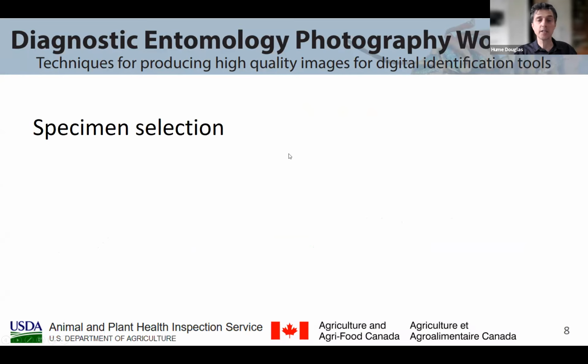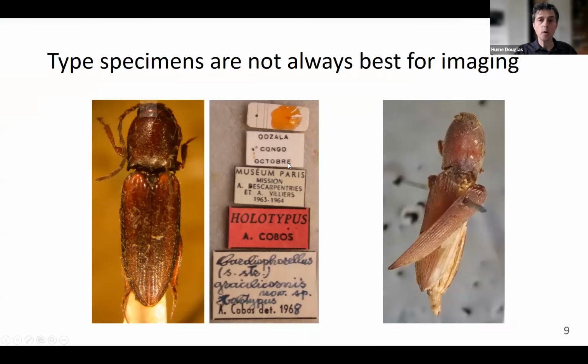Now I'd like to talk about selecting specimens for imaging work. Here we have some type specimens, and these are the only specimens for which we can have 100% confidence in their identification, because they're the ones on which the species concept is based. However, type specimens are not always available, and they're not always in suitable condition for photography work.